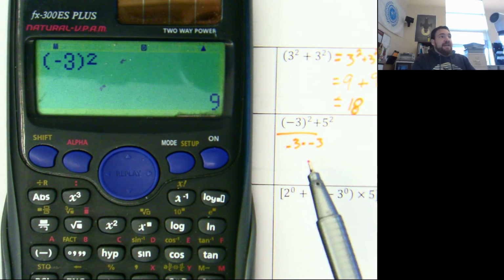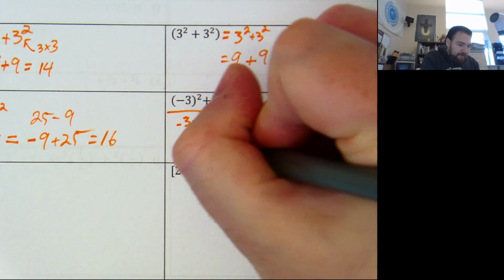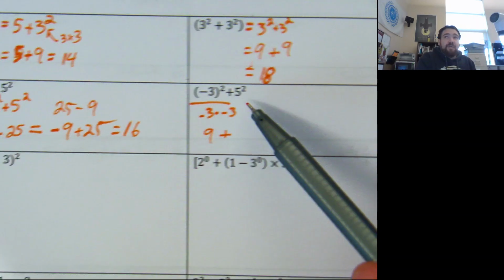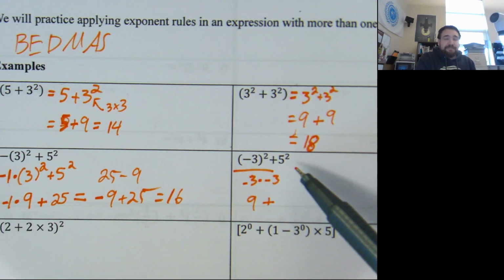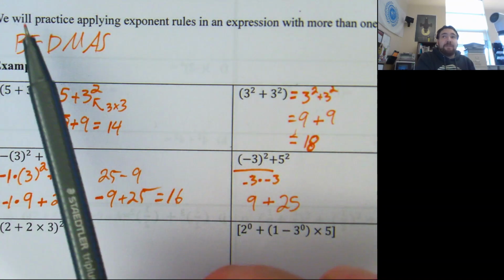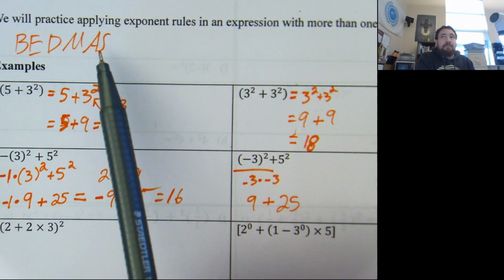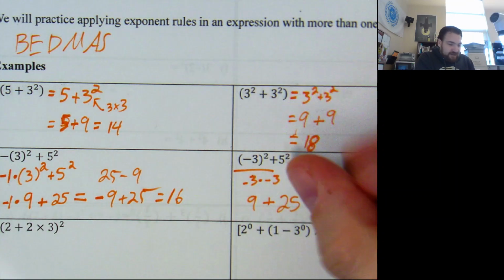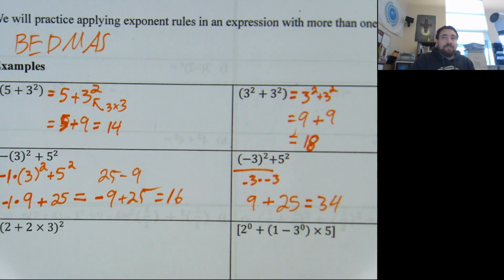Negative 3 times negative 3, a negative times a negative is a positive. 3 times 3 is 9. So what we're going to get here is 9 plus, and we can do the 5 squared right away. We just did it. 5 times 5 is 25. Now you can see we've done the brackets, we've done the exponents. There is no division or multiplication. Now we just add them up. 9 plus 25, yes, as Garrett has said, this is 34. Cool business.